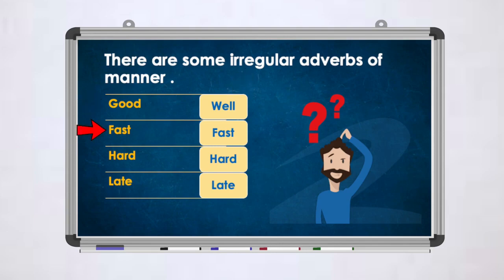Fast will remain as it is, and it will not change. Hard as well will remain as it is and will not change, because if we added ly, it will have a different meaning. Hardly doesn't mean in a hard way. It has a different meaning. Late also remains as it is and it will not change.